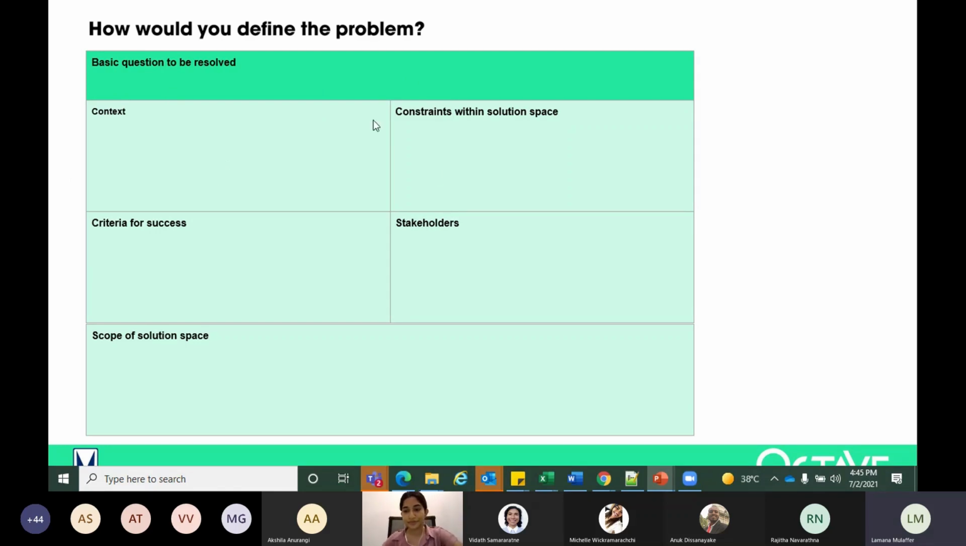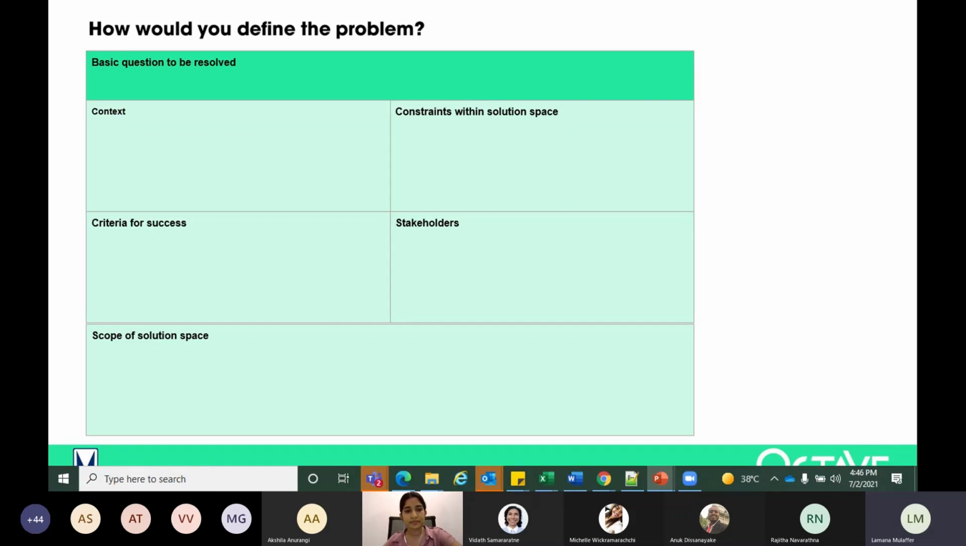And then think about these aspects. What's the context? Are there any constraints? What are the criteria for success? Who are the stakeholders? What is the scope? And so on. Okay, so these are just over here to help guide the way you think and to make sure that you are thinking in a comprehensive way.